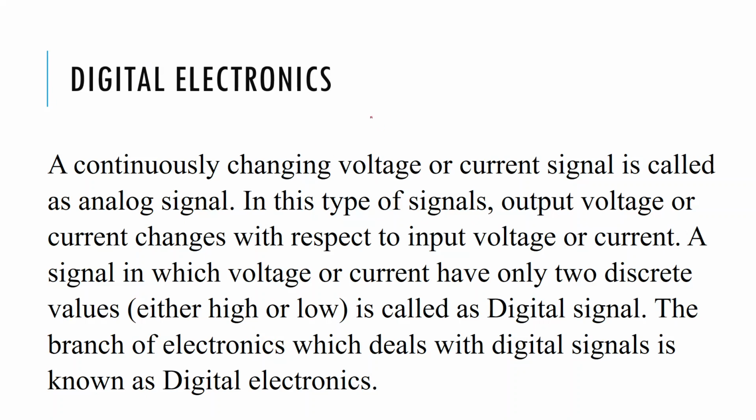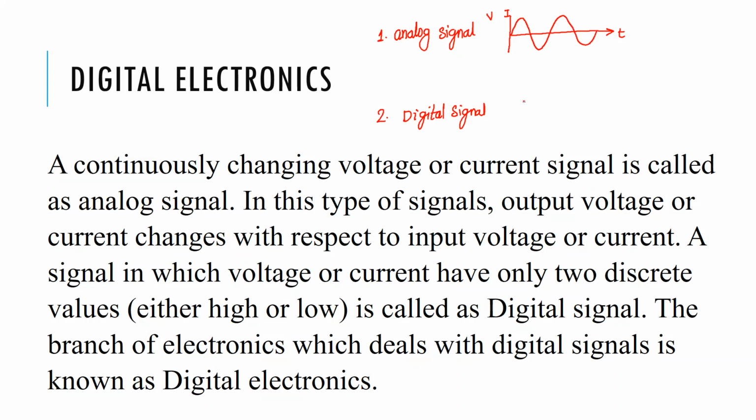Before studying logic gates, let us understand the different types of signals. Generally, there are two types of signals. One is called an analog signal and the other is called a digital signal. Analog signals are those whose voltage or current changes with respect to time. Either it could be voltage or current. These are continuous signals.